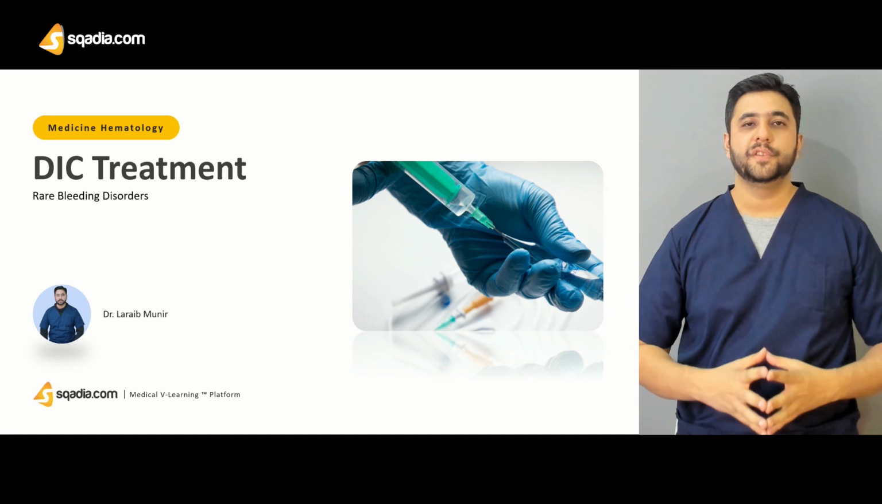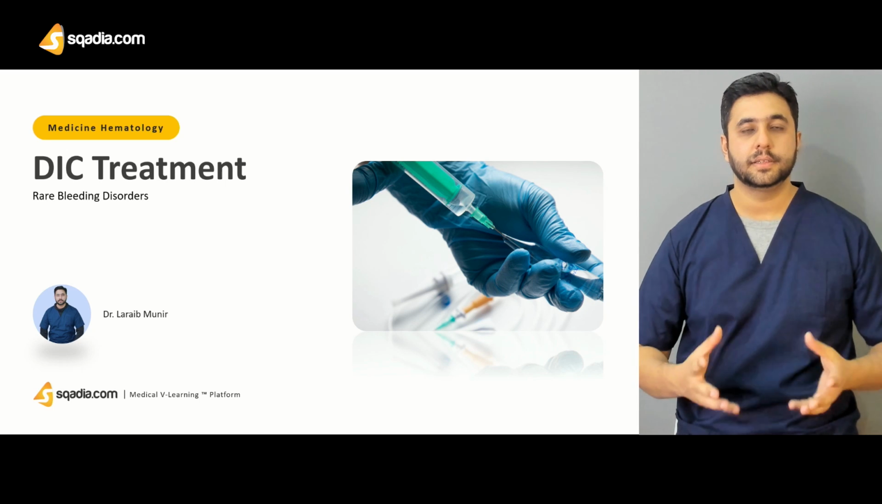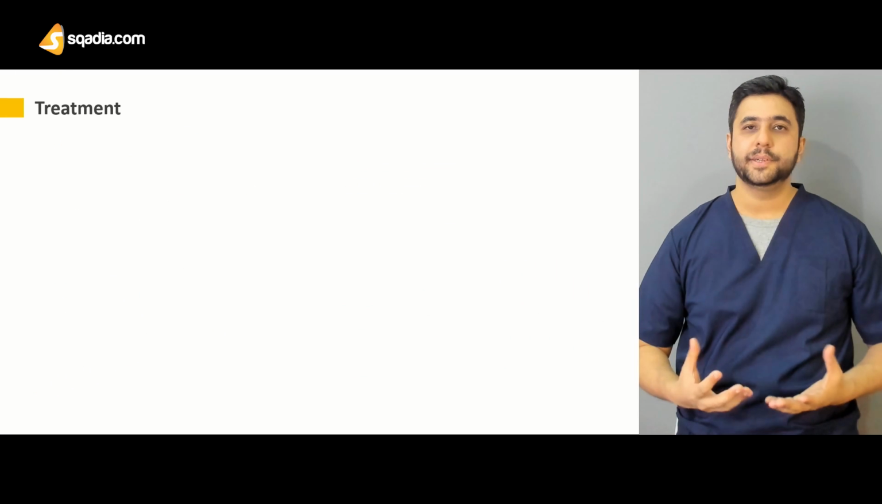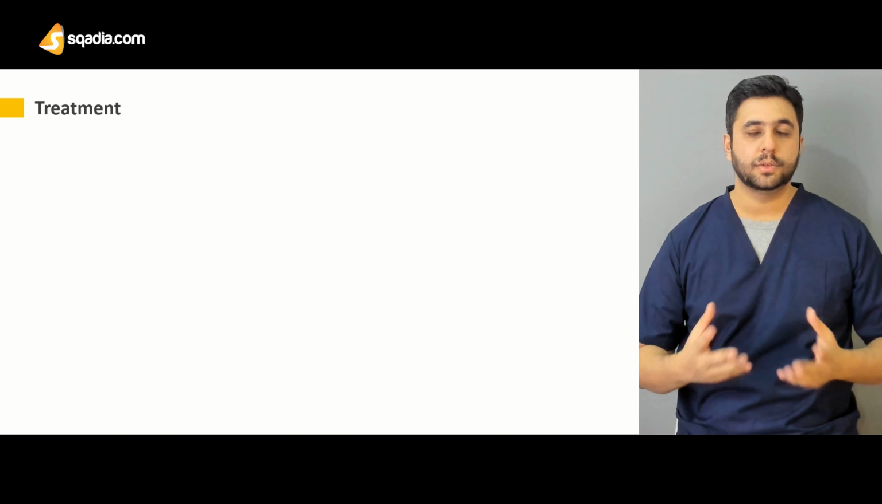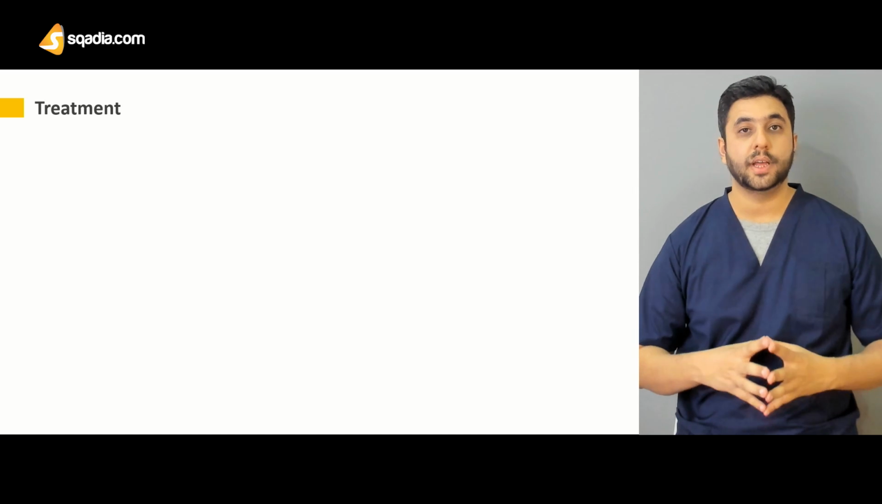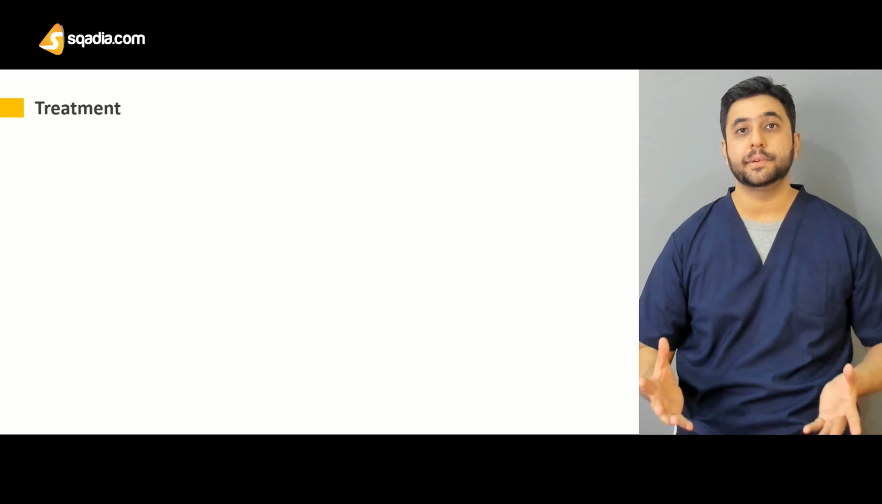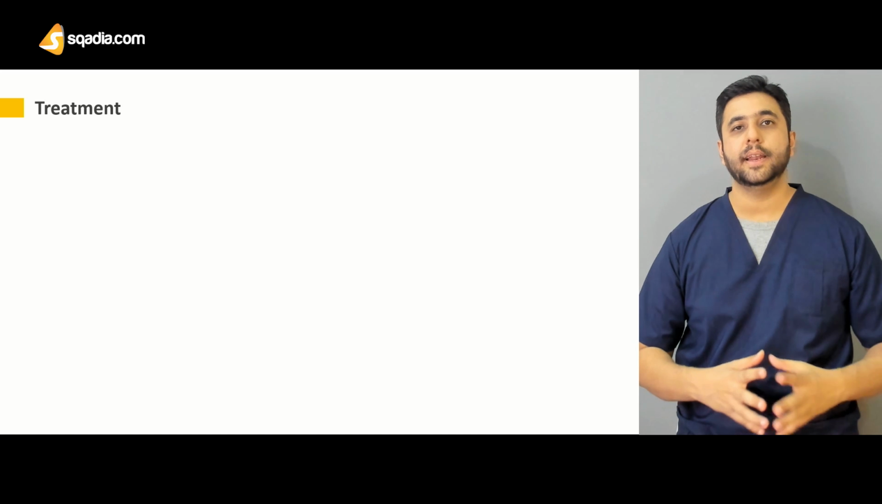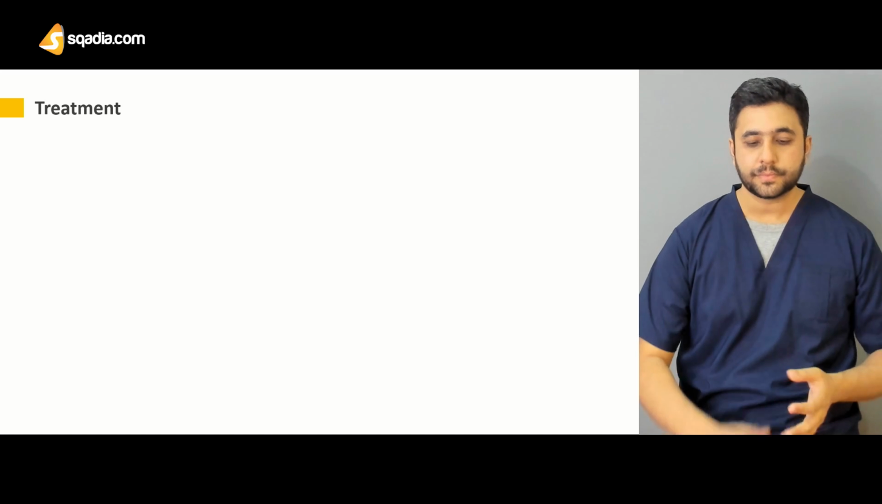Let's now talk about how we are going to manage a patient with disseminated intravascular coagulation. These patients are very sick. These patients are the ones which you are going to find in the ICU, and DIC has a very high mortality, about 30 to 80% in some studies. So it is very important to act quickly and it is important to act decisively.